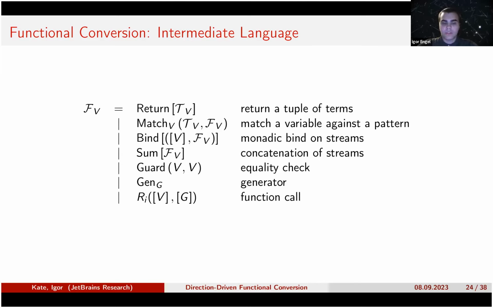It has a bind operation which corresponds to conjunction of streams, and a sum which is interleaving of streams. We treat generators as their own special entity, and we pass them in calls.